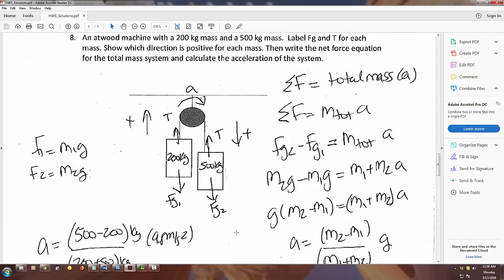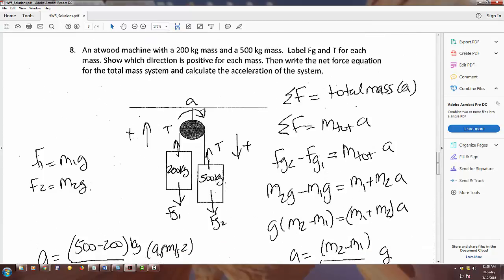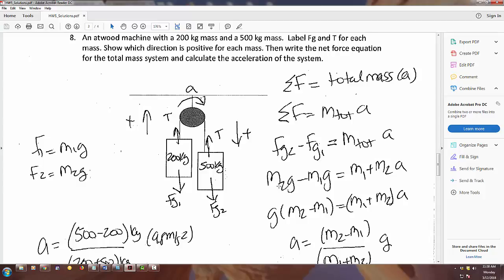Now, it's a little more complicated when we have more than one mass in a system. And there's a couple of different ways to look at this. The first way we're going to look at this is to look at each mass by itself. And then we're going to look at the whole system. So to draw the diagrams, we still have the same diagrams. If I look at the 200 kilogram mass, it has tension and it has its weight acting on it. And if I look at the 500 kilogram mass, it has tension and it has its weight acting on it. So I'm looking at them separately, but now let's look at the whole system.